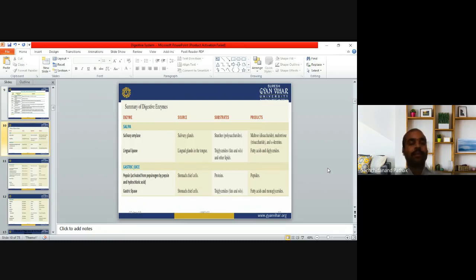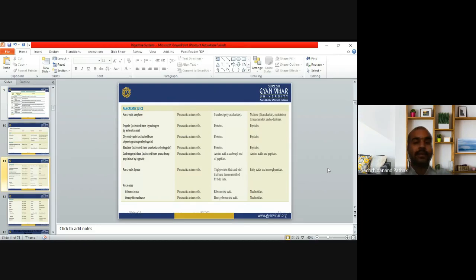Similarly, the second is gastric juice. Pepsin is the activated form of pepsinogen, activated by hydrochloric acid. The source is the stomach chief cell, the substrate is protein, and the product is peptides. Gastric lipase is also released by the chief cells, its substrate is triglyceride, and the products are fatty acid and monoglycerides.